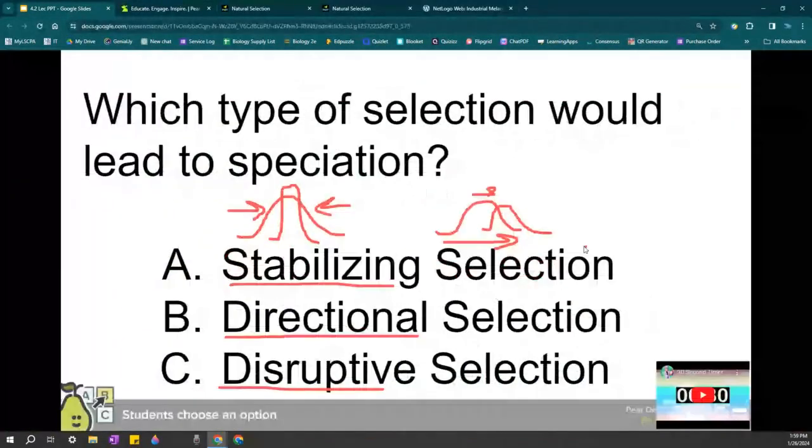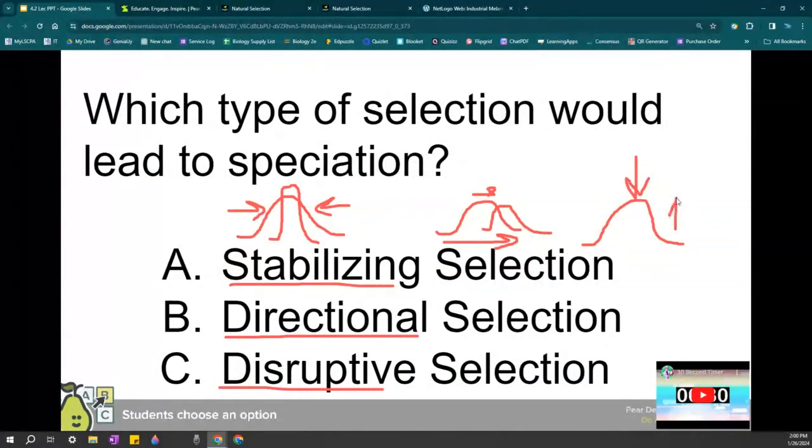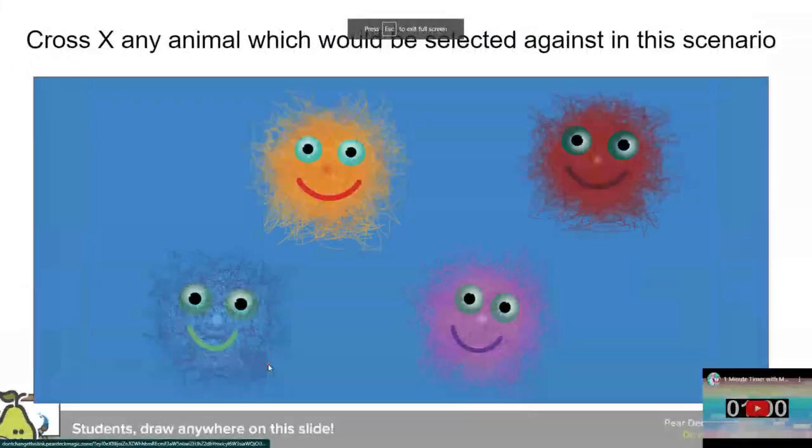Then we have disruptive selection. In disruptive selection, we're selecting against the norm and we're selecting for the extremes. So we end up with a bimodal curve, which can eventually, if these groups move further and further apart and experience reproductive isolation, can become a new species. So C is the correct answer.